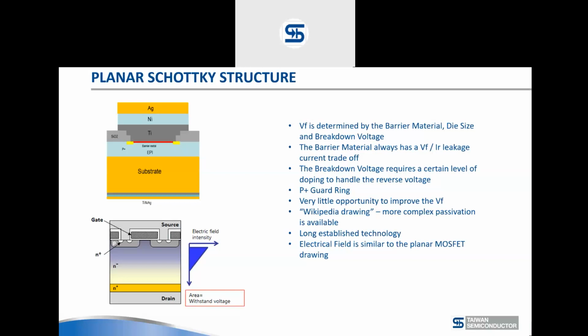So the VF of a Schottky diode is determined by three things. It's determined by the barrier material, by the breakdown voltage, and obviously by the die size. The die size in this case is obviously a cost factor. The barrier material, we're going to talk about in more detail in a later slide, but that always has a VF-IR leakage current trade-off.